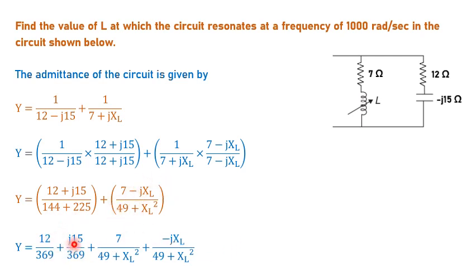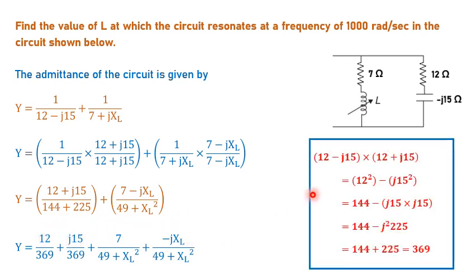Now we have got two imaginary terms and two real terms. So we don't bother about these two real terms. We are interested in these two imaginary terms. So how we arrived at this 144 plus 225 is explained here. A minus B into A plus B is equal to A square minus B square. It is 144. Here it is J15 into J15. We know that 15 into 15 is 225, and J square value is minus 1. So therefore it becomes plus 225.